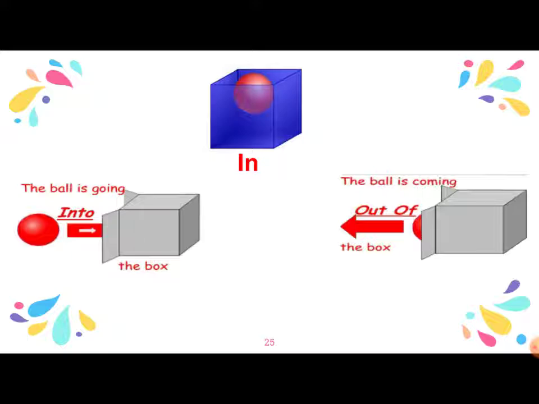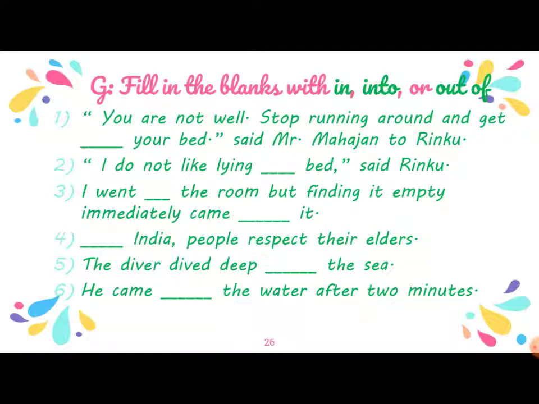Understood, dear children? So let's move on to the next exercise. G. Fill in the blanks with in, into or out of. First sentence. You are not well. Stop running around and get. Now, dear children, you are standing outside and you have to get into your bed. So the preposition is into. You are not well, stop running around and get into your bed, said Mr. Mahajan to Rinku. I do not like lying in bed, said Rinku.